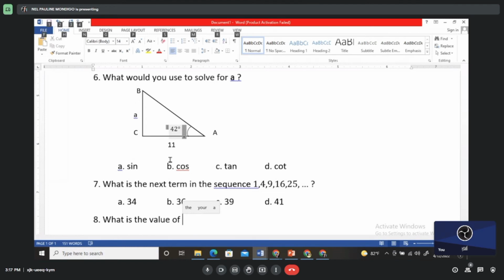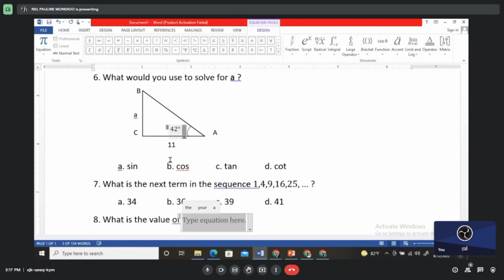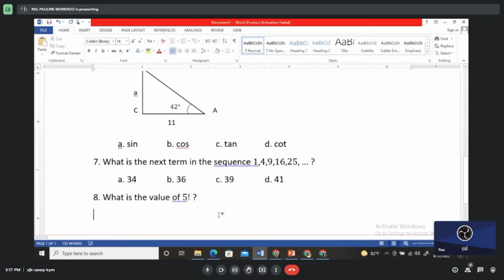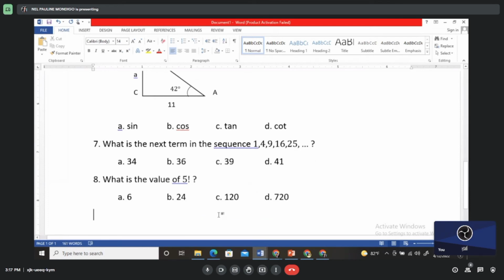This will be the question, what is the value of 5 factorial? In writing 5 factorial, we will also insert an equation, type 5. You can click factorial here, or it's already on your keyboard. A is 6, B is 24, C is 120, D is 720. So that's it for item number 8. For our item number 9, our topic here is limit of a function.